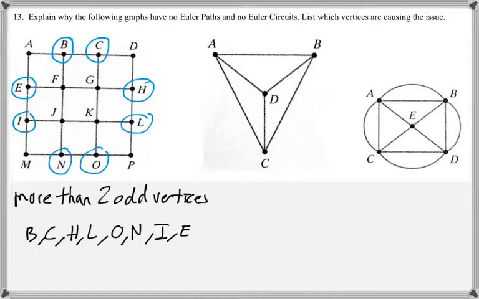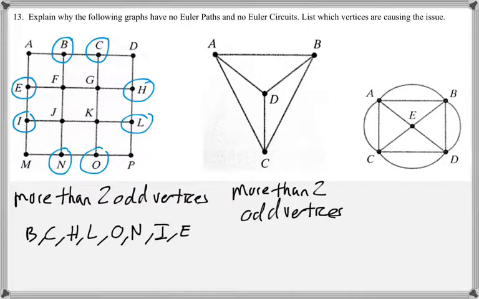The middle graph also has more than two odd vertices. And actually, every vertex here has an odd degree.